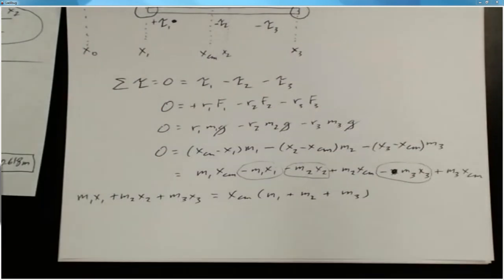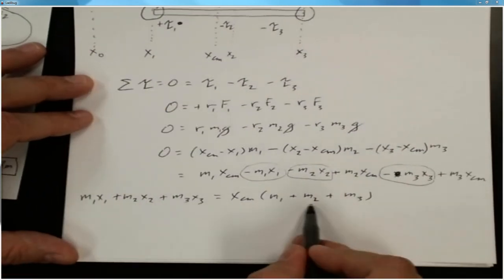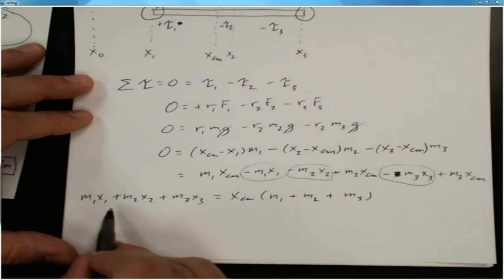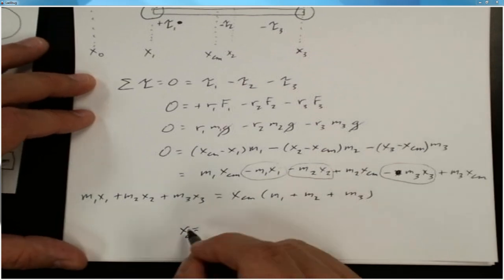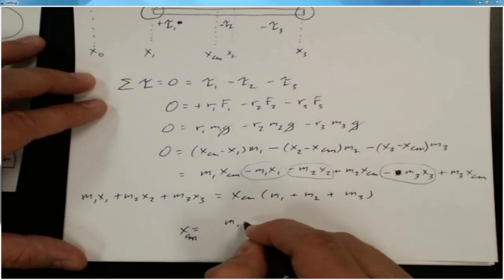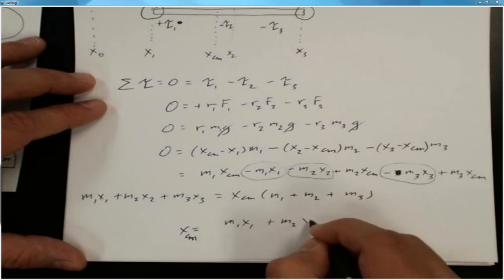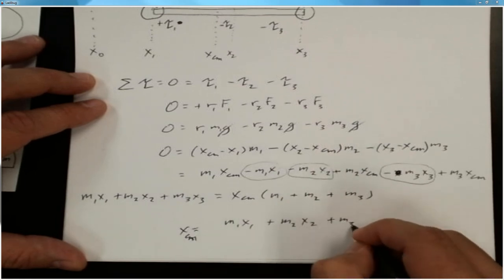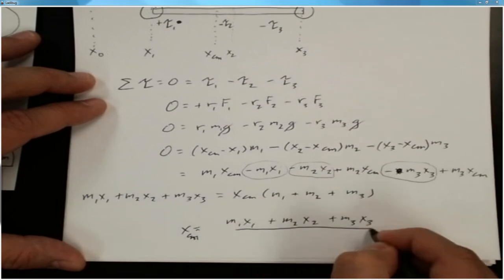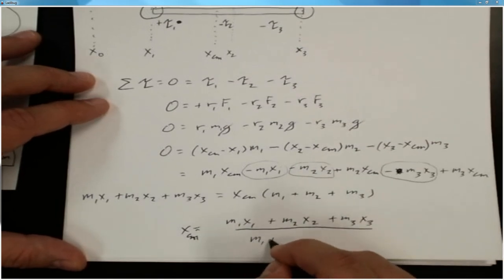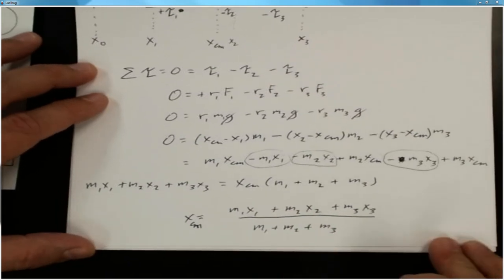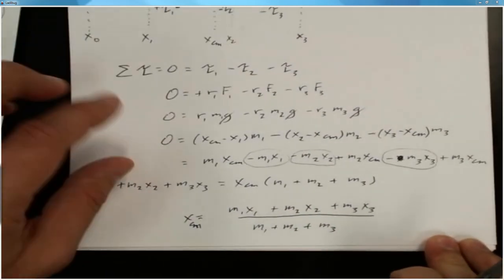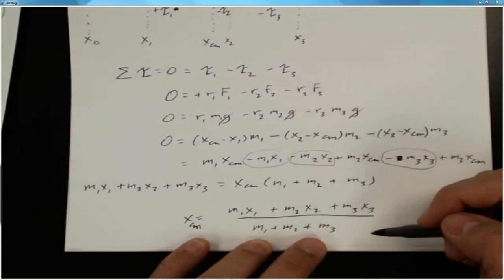Oh, I can see it, yay. I divide both sides by this nasty junk here. So this nasty bit, divide both sides by it, and I get x of Cm. Writing letters is hard. X of Cm is equal to M1 x1 plus M2 x2 plus M3 x3 divided by M1 plus M2 plus M3. Oh man, I feel so accomplished. This is wonderful. Now let's go back up to what I had.